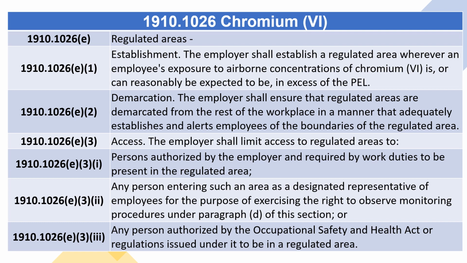1910.1026 E3 Access. The employer shall limit access to regulated areas to 1910.1026 E3 1 through 1910.1026 E3 3 persons authorized by the employer and required by work duties to be present in the regulated area. Any person entering such an area as a designated representative of employees for the purpose of exercising the right to observe monitoring procedures under paragraph D of this section, or any person authorized by the Occupational Safety and Health Act or regulations issued under it to be in a regulated area.